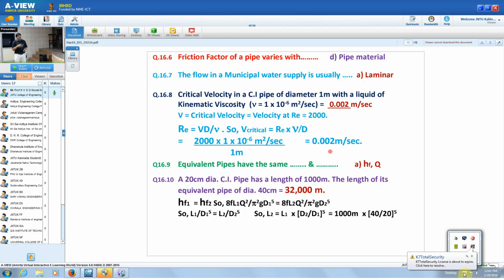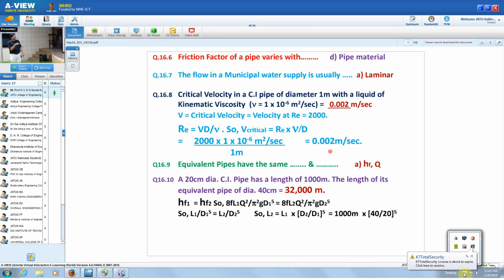Critical velocity. That means only when the velocity is 0.002 meter per second or less than that, the flow is laminar. But is there any possibility for such a low velocity? Why? Because in any pipe we maintain a velocity of about 1 meter per second, and here it is 0.002. That means there is absolutely zero chance for the flow in any municipal water line to be laminar. This is very close to a municipal water line only.